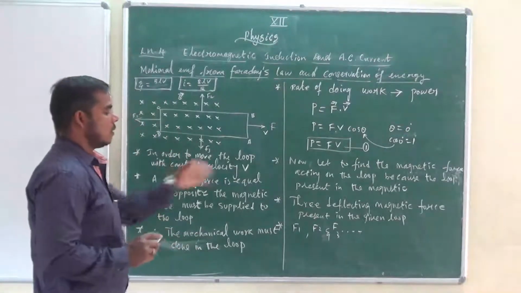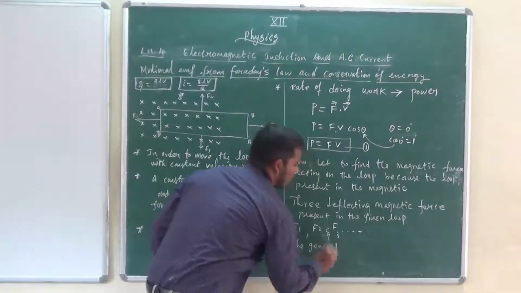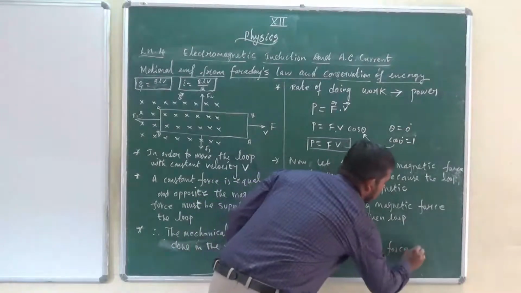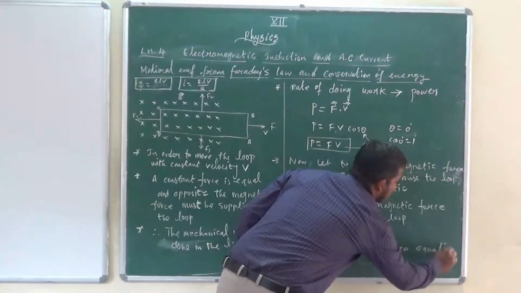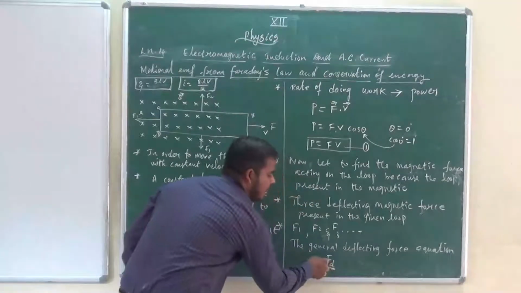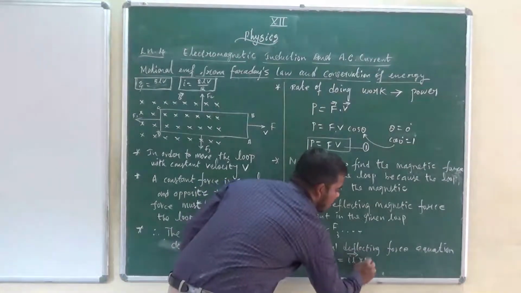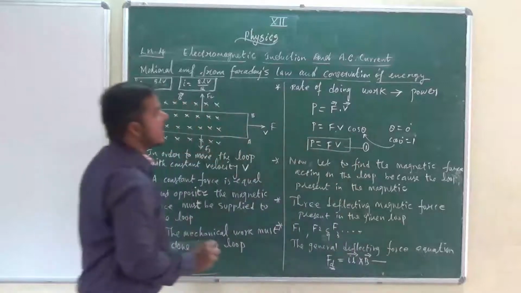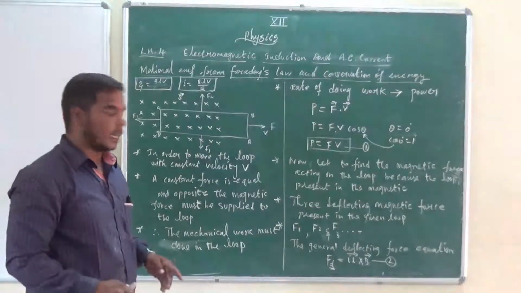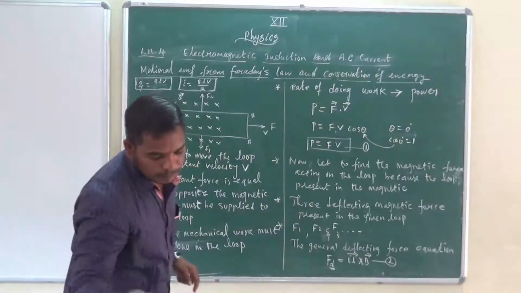Due to the magnetic deflecting force, the general deflecting force equation is F_D equals I L vector cross B vector. This equation we derived in our previous chapter, third lesson, magnetic effect of electric current. I L vector cross B vector.